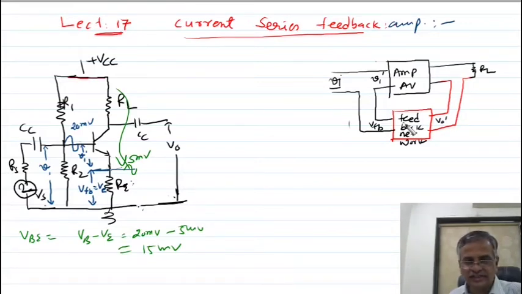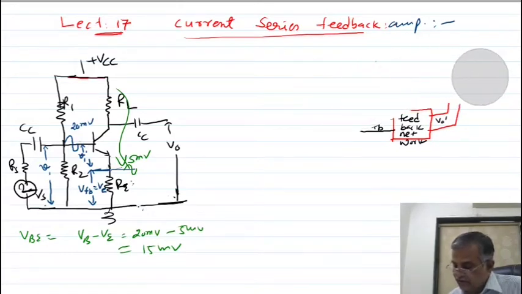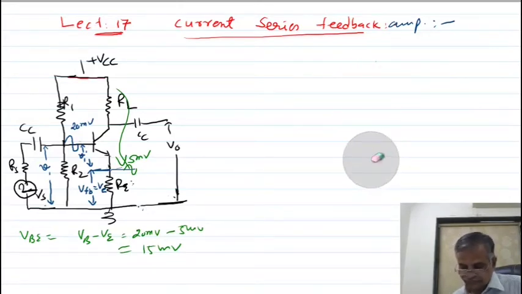So what does analysis mean? Analysis means I want to find out what is the input resistance of the amplifier with feedback, what is the feedback factor K, and what is the voltage gain AV,F. All these parameters, if you know them, it is called analysis. So let us do the analysis of this circuit. I am doing the analysis of the circuit now.